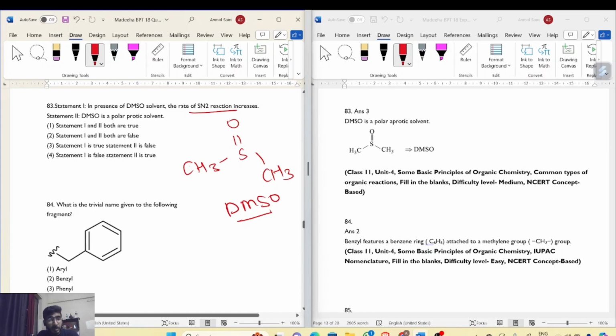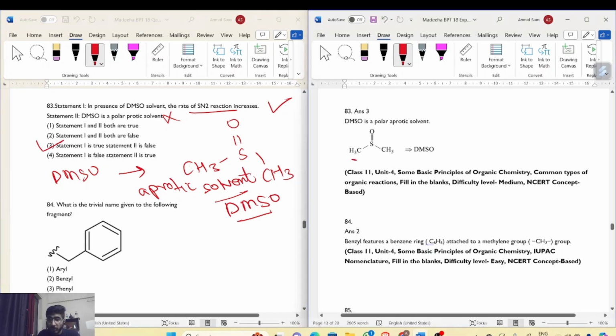Now, DMSO is a polar protic solvent. No, DMSO is a polar aprotic solvent. So, statement 1 is correct, but statement 2 is incorrect. So, option number third will be the correct answer. This is the structure of DMSO and it is a polar aprotic solvent.